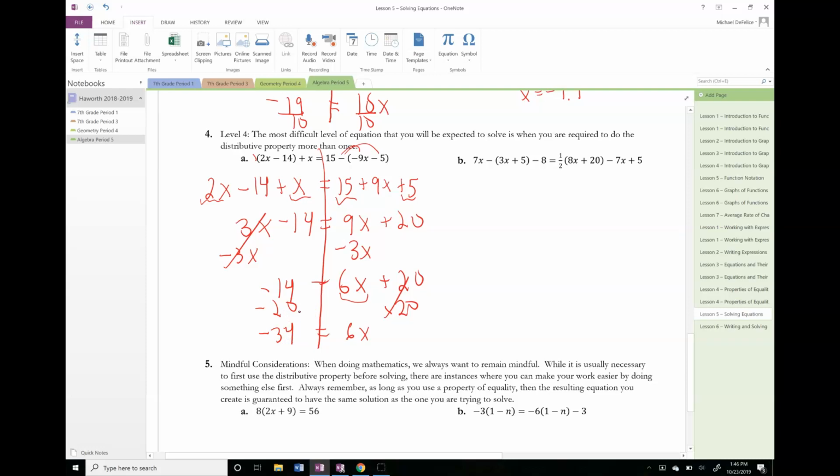And then finally, by the division property of equality, divide by 6. x equals negative 34 over 6. And then I can say, well, x equals, let's see, 6 goes into 34 5 times, with 4 remaining. So negative 5 and 4/6. Or I can simplify that fraction to 2/3. x equals negative 5 and 2/3.